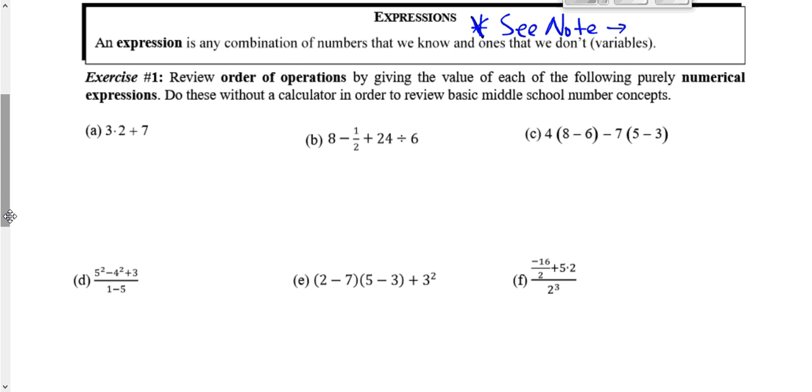But anyway, let's take a look at this first one. 3 times 2 plus 7. Which operation do we do first? 3 times 2. Okay, so this would equal what? 6, right? Plus 7, which then we do, right, PEMDAS, 13. Okay? So I connected them with equal signs because they are all equal to each other, aren't they?